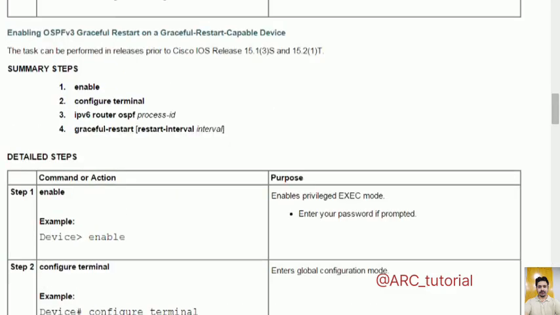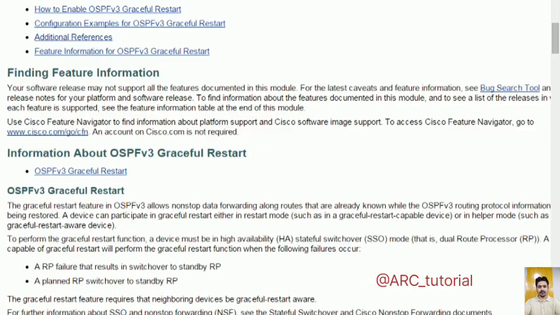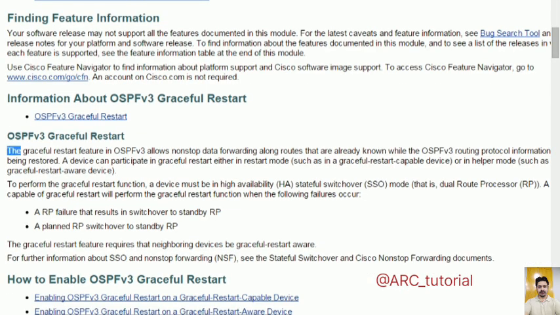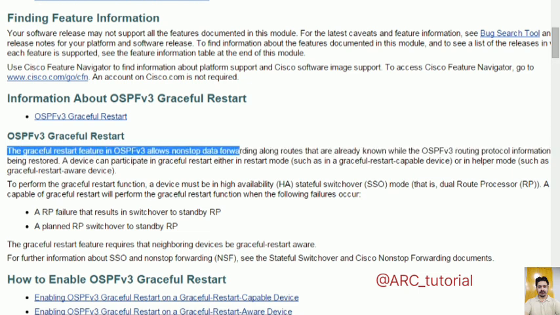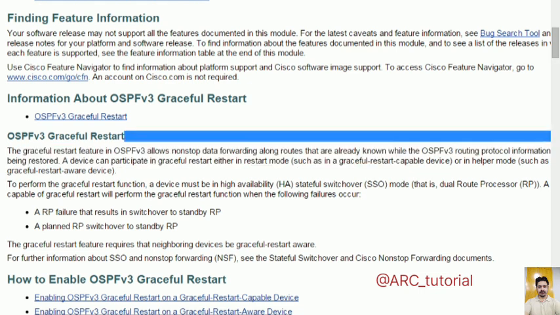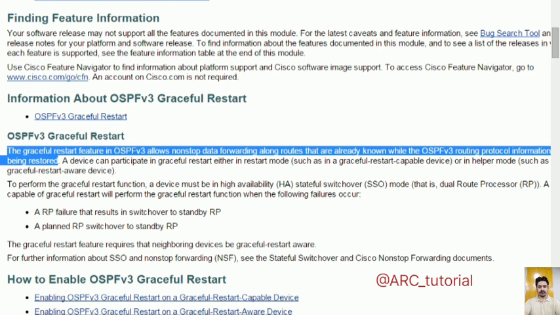So I hope that you people have understood it. See, once again, its definition. The graceful restart feature in OSPF version 3 allows non-stop data forwarding along routes that are already known while the OSPF version 3 routing protocol information is being restored. So there will not be any effect on your data forwarding. For that purpose, it is really important to enable graceful restart in OSPF.